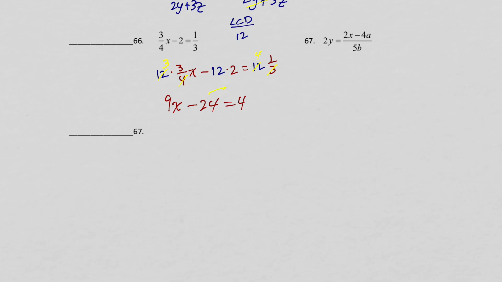Now I'll move this over, and I'll get 9x is equal to 4 plus 24 is 28, and then I'll divide by 9. So x is equal to 28 over 9.